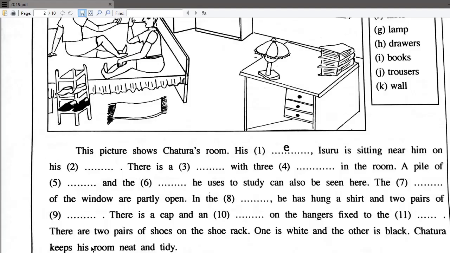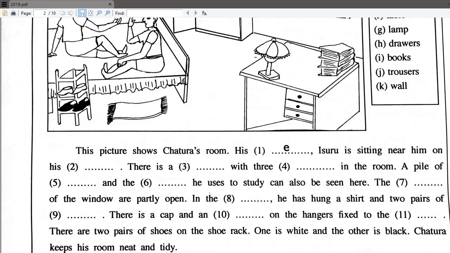So remember this as well, my dear children. There is a cap and an umbrella on the hangers fixed to the wall. There are two pairs of shoes on the shoe rack. You can see there are two pairs. There is a black pair and there is also a white pair. One is white and the other is black.